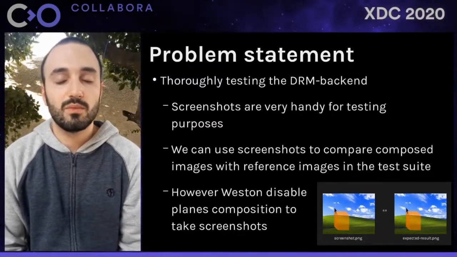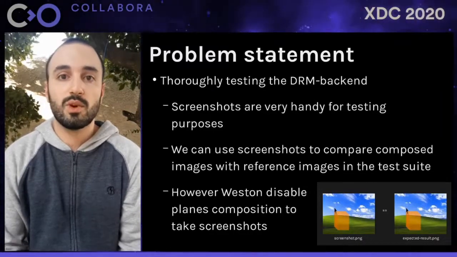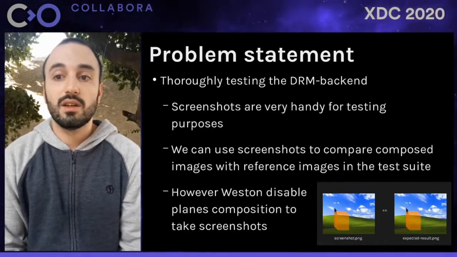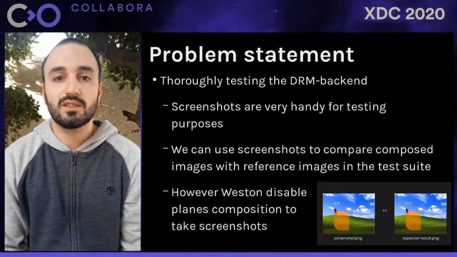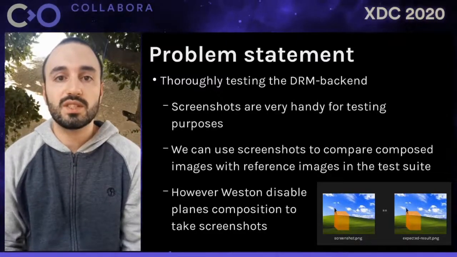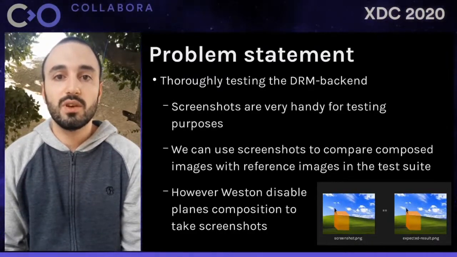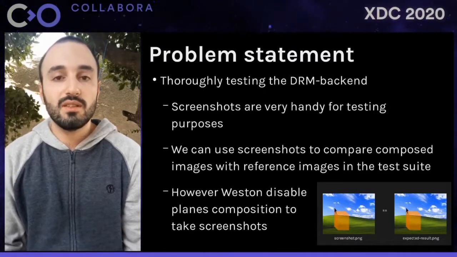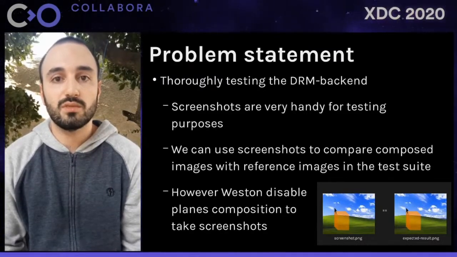It may use only the primary plane or use the cursor and overlay planes, and we want to know if Weston is doing its job well. And the problem is that we've seen a few slides before that to take a screenshot, Weston will disable planes composition. And screenshots are very handy for testing purposes, as we can compare the output with an expected result. So how can we take a screenshot and taking into account plane composition in Weston?